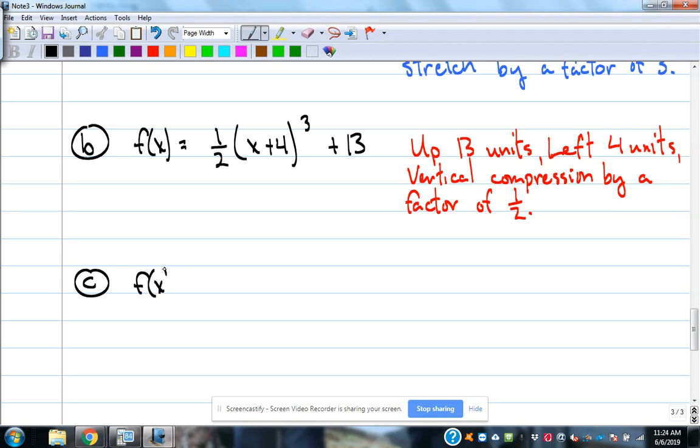Say we had f of x is equal to negative absolute value 2/3 x and then a -8 on the outside. What's this one going to do? Going to go down 8. Good job.